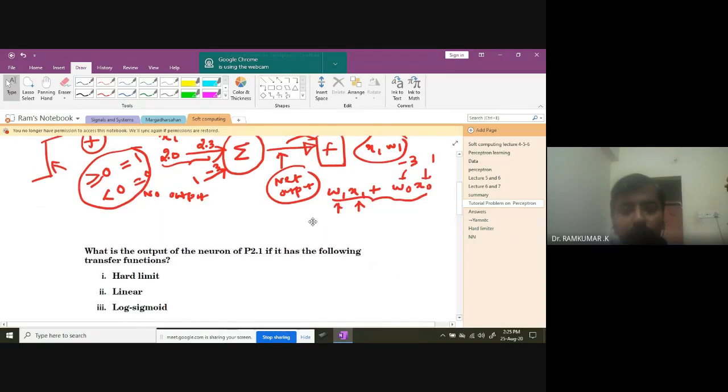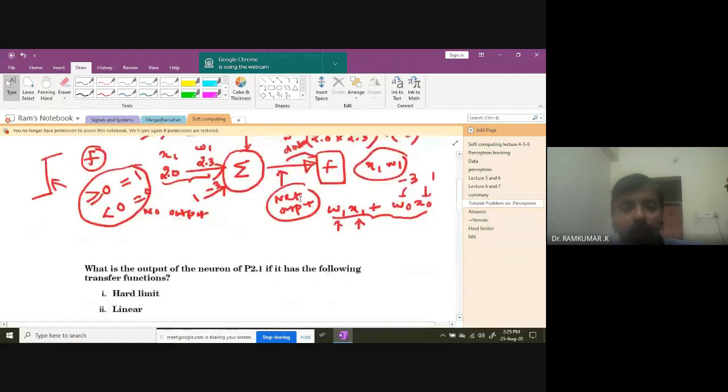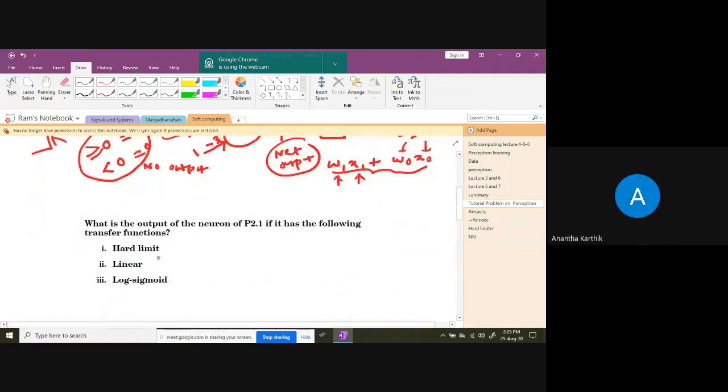Now look at the second problem. Now look at this. What is the output of this neuron, with the value you have taken? What is the output of this neuron if it has the following transfer function, hard limit?